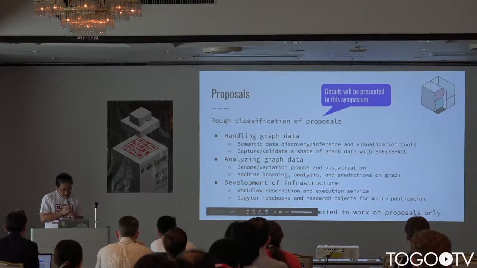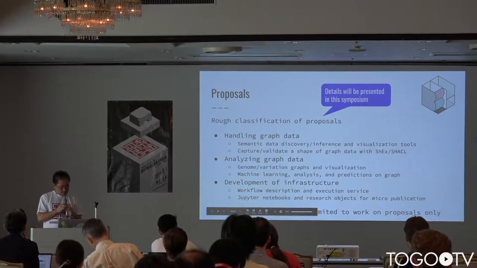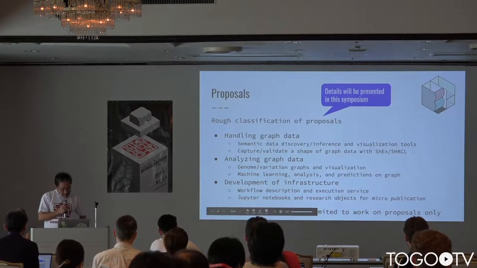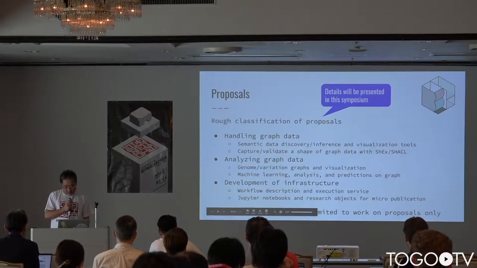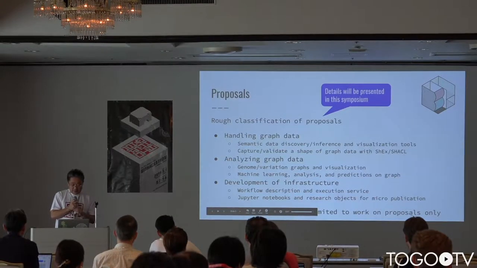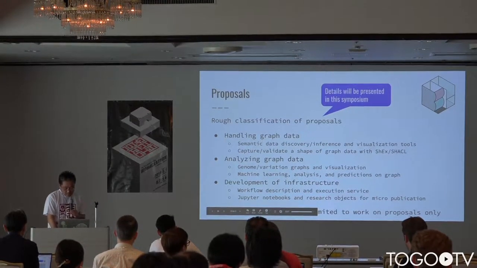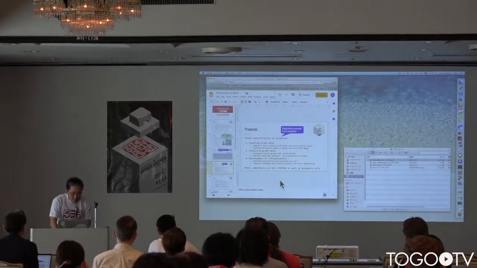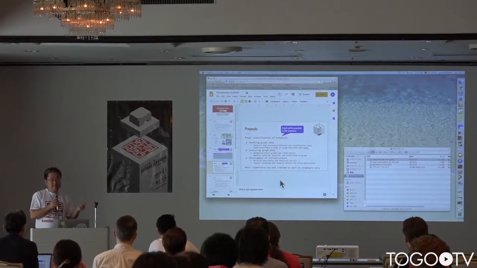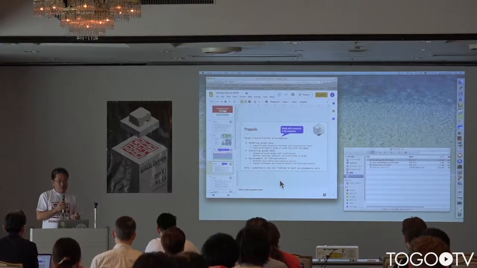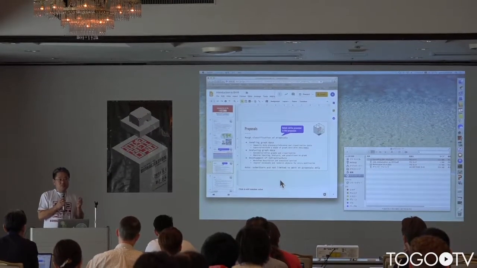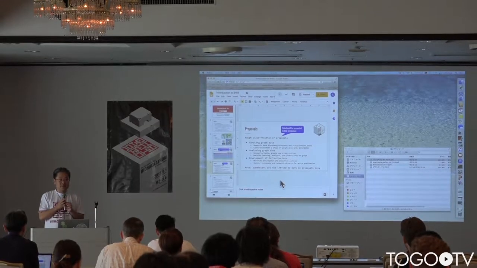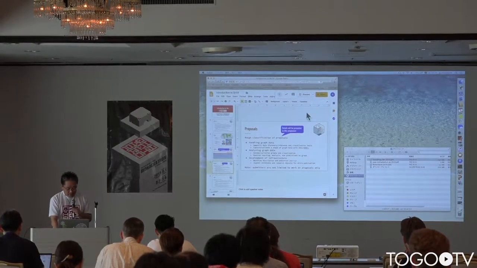And the last part is development of infrastructure. That means workflow description and execution services, and Jupyter notebooks or research objects for micro publication of your development outcomes. And what is hidden here? So, okay, even for the submitters of those successful proposals, you are not limited to do that proposal work only, but you can also participate in any other working groups if you want.